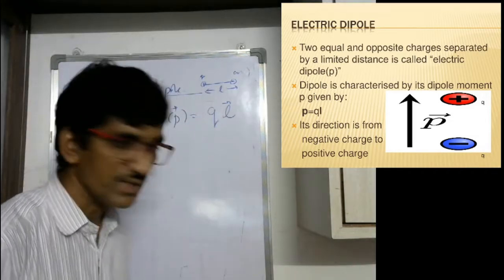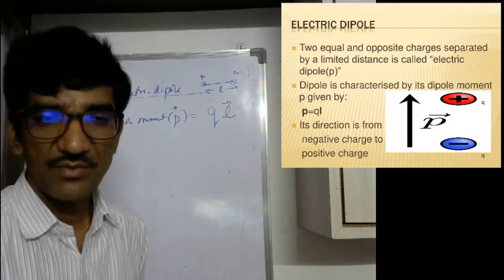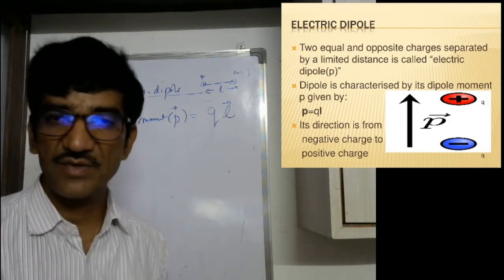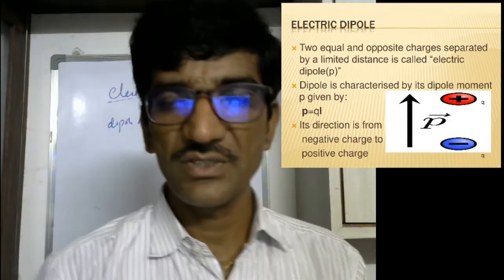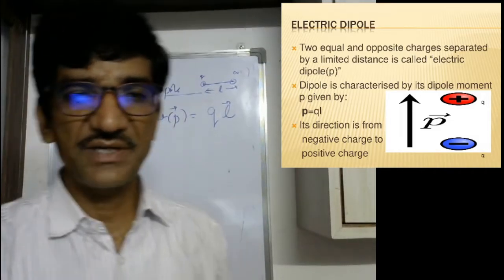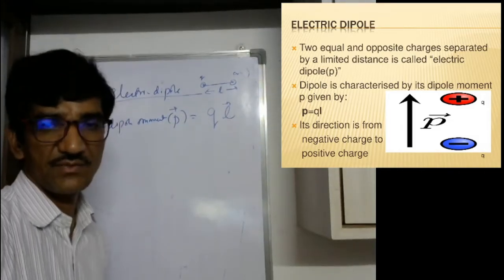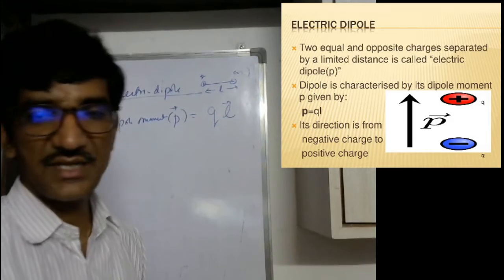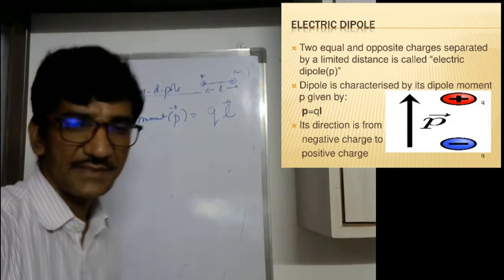Why do we have to consider the dipole vector direction from negative to positive? Let us see the electric field of the dipole. Then we can say why we have to consider the direction of P like that.